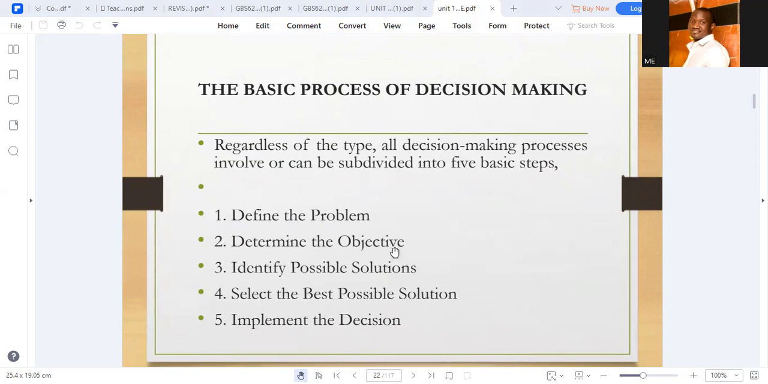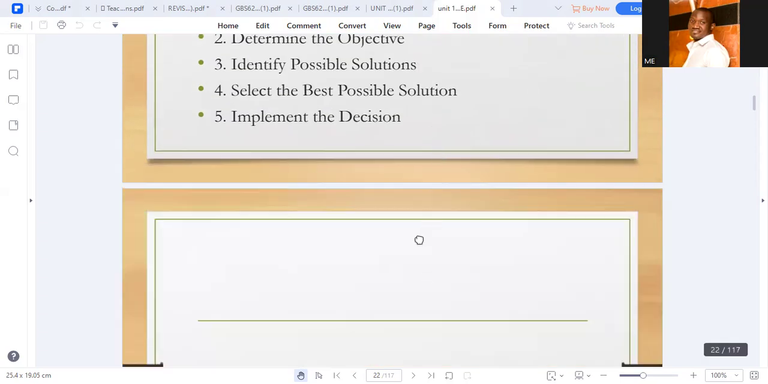Number one, you define the problem. Number two, you determine the objective. What are we to achieve? Number three, you identify the possible solutions. You select the best possible solution and implement the decision. So these are the five subdivisions of the decision-making process.